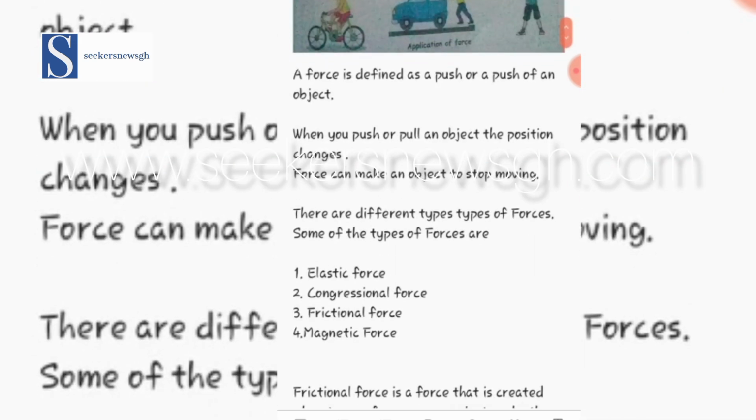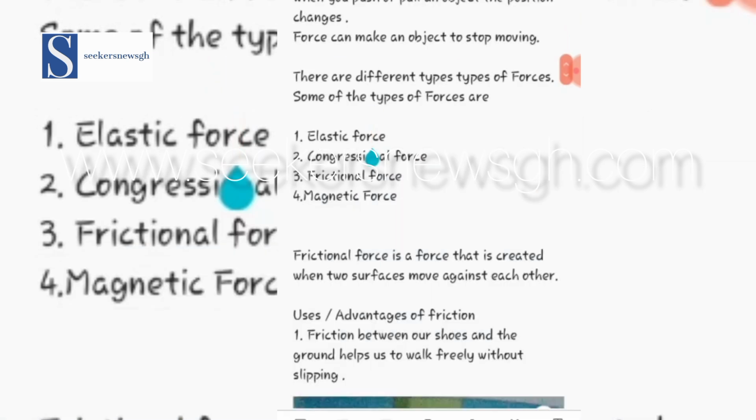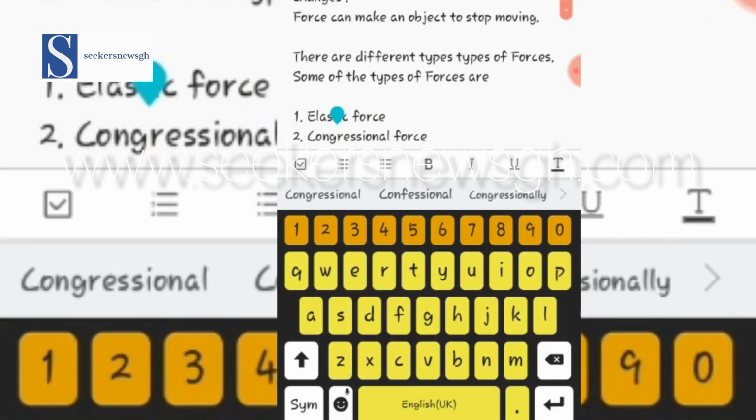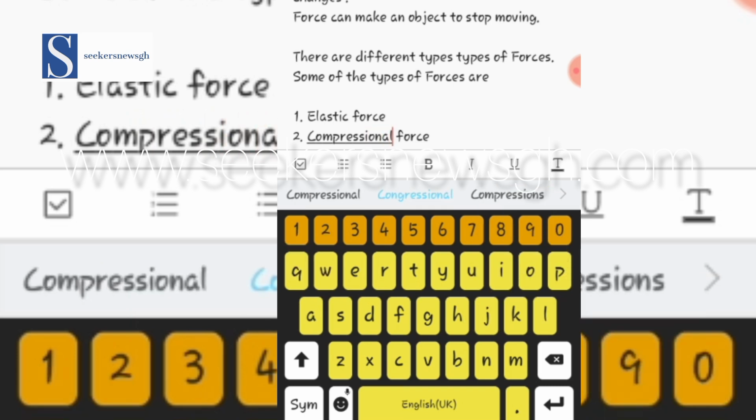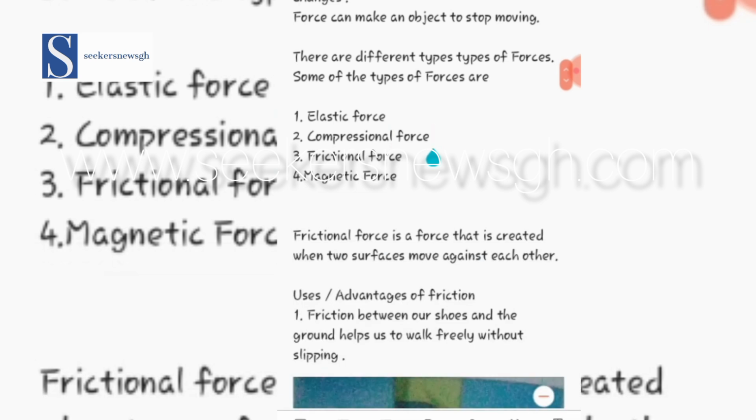There are different types of forces, and some of them are elastic force, compressional force, frictional force, magnetic force, and many other forces like force of gravity, electrostatic force, centripetal force, and many other forces. Let's look at frictional force.